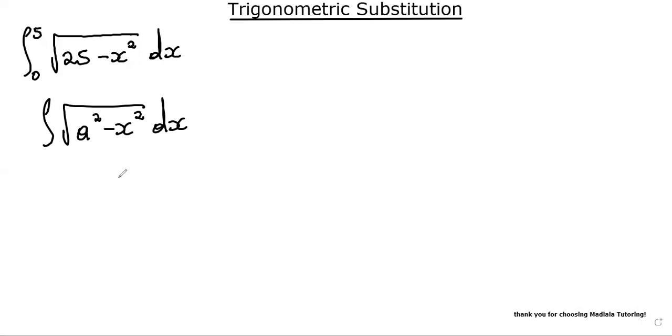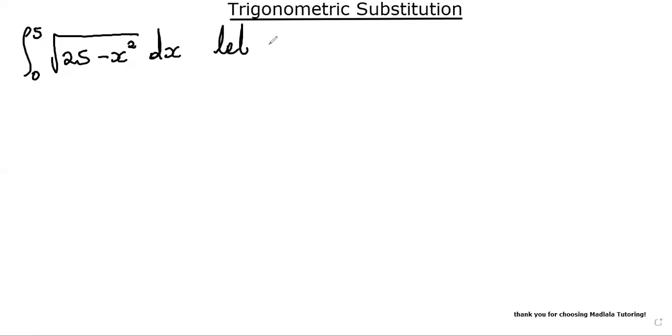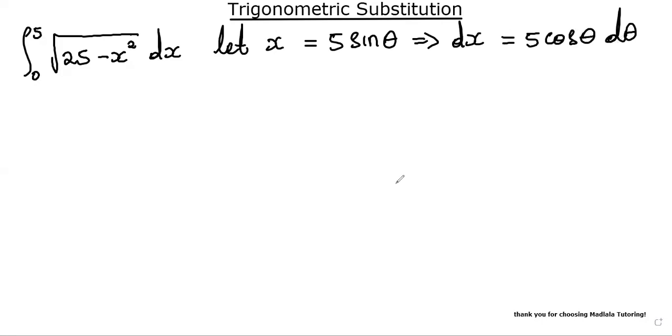minus x squared. And of course, in this case, our a is going to be 5, because 5 squared is 25. And every time we have this form, we have to make a substitution of x to be a sine theta. So that's what we must do in this case. We are changing from the variable x to the variable theta. So here we let x be a sine theta. And next, we need to differentiate x with respect to theta. So the derivative of x will just be 5 cos theta d theta there.